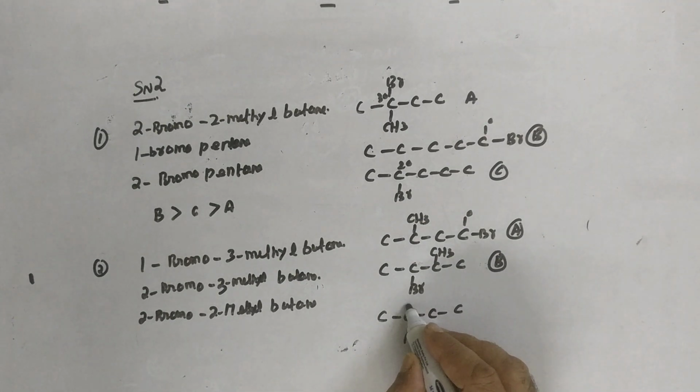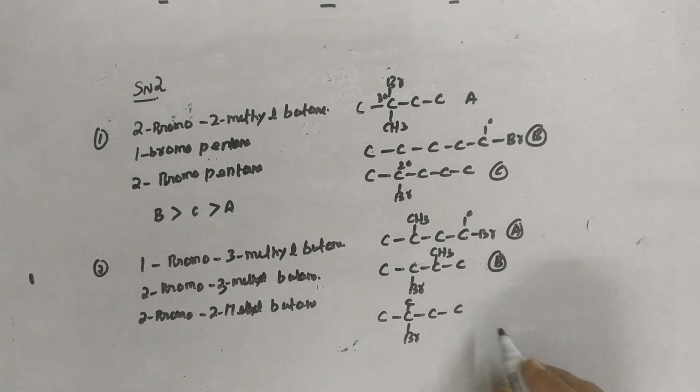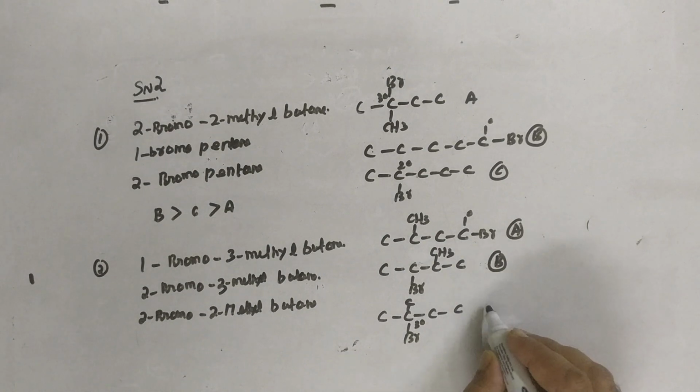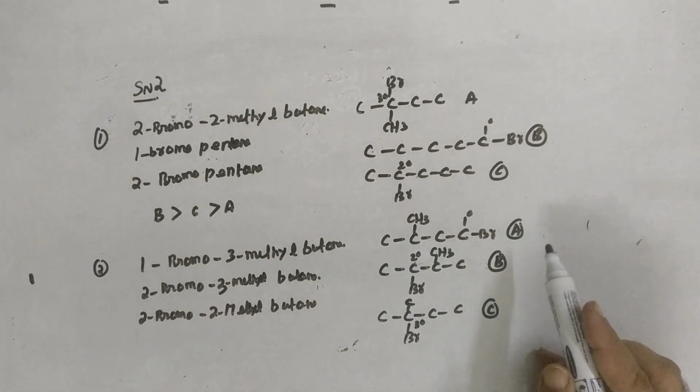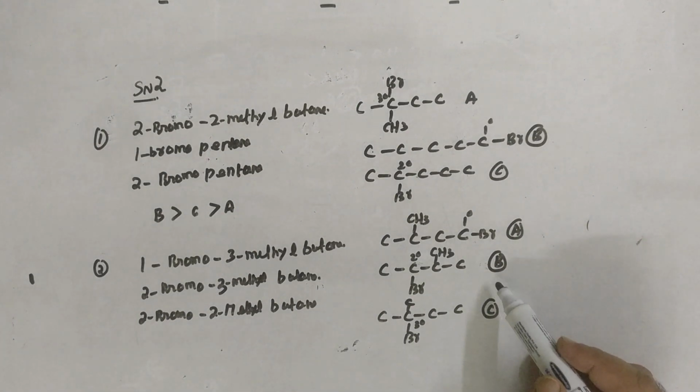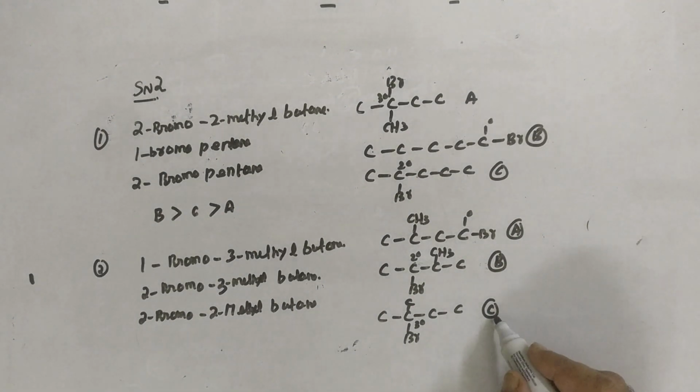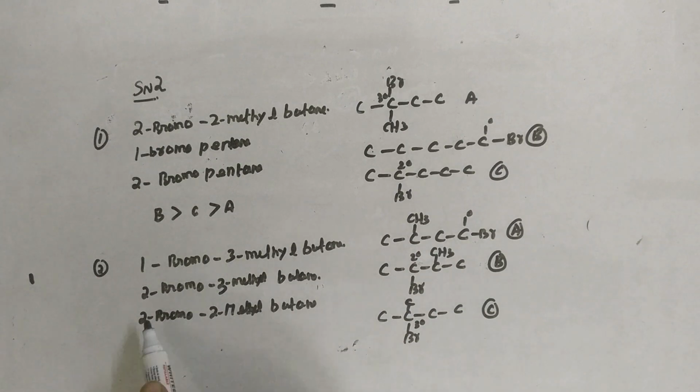This is 2-bromo 2-methylbutane. This is your tertiary. This is C for Calcutta. This is your secondary. So who will be more reactive? It is A, which is primary, then B, which is secondary. Oh, it's given in the order. And C, which is nothing but tertiary. So my mistake, it was 2-bromo 3-methylbutane, given in the NCERT.